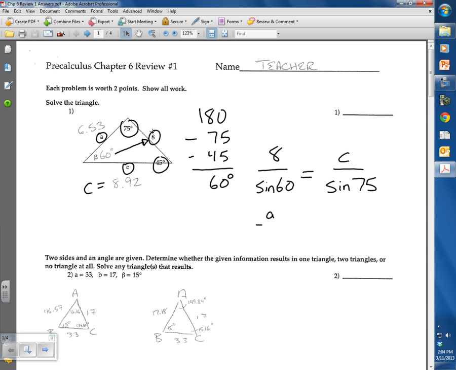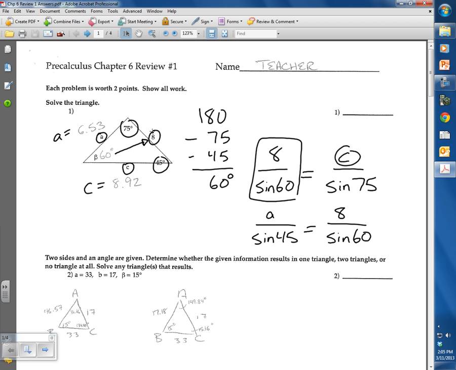We'll say A over sine of 45 degrees is equal to, and we're going to want to use the given information, just because with C we may have gotten some rounding going on there. So we want to use the exact value of 8 over sine 60. We know that that's correct. Cross multiply, and we'll end up with a value of 6.53 for A.